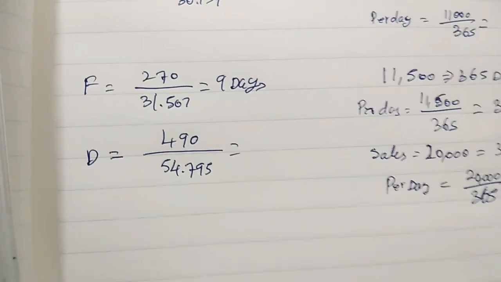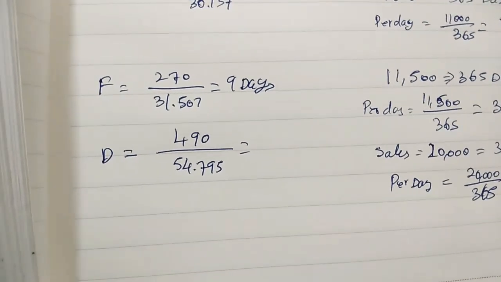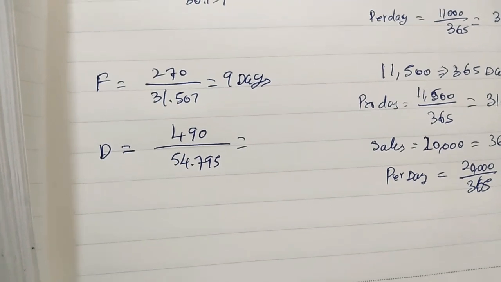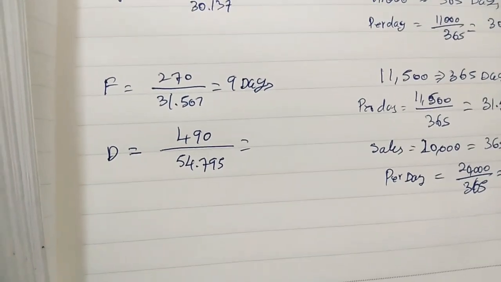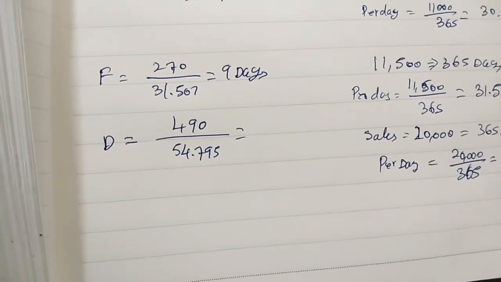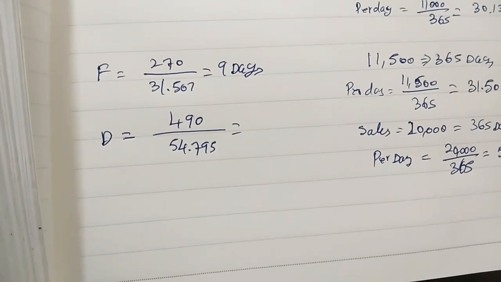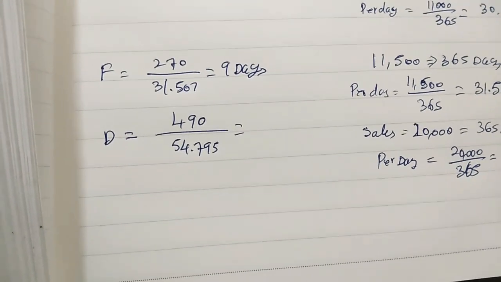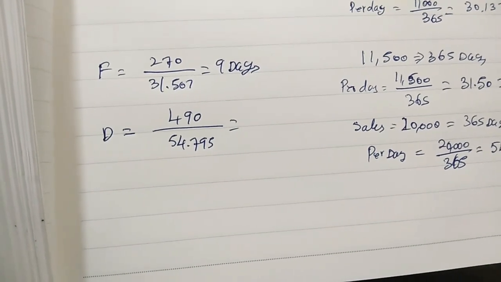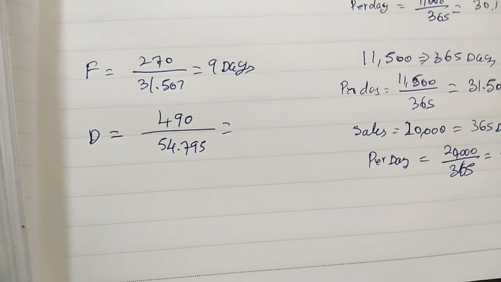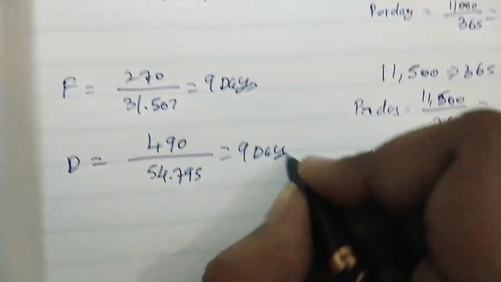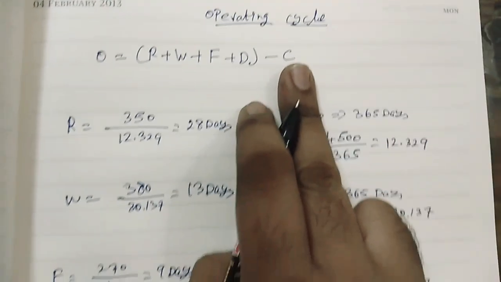Calculate 490 divided by 54.795. That is 8.942. So approximately 9 days. The C, creditors, is directly given in the problem.